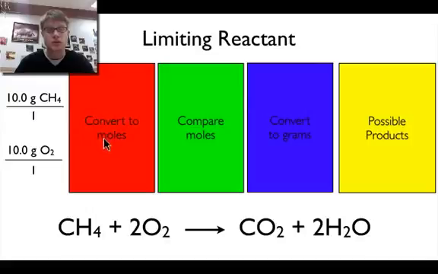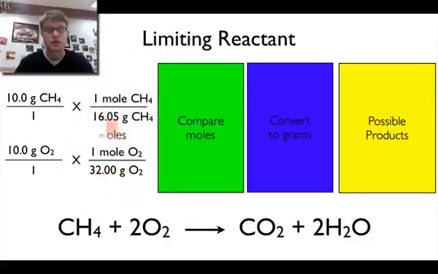First thing we do is we convert them to moles. We then compare the moles. In other words, we're going to compare the amount of methane and oxygen to one of the products on the other side. In this case, I've chosen carbon dioxide. We're next going to convert that back to grams, and then we're going to figure out all the possible products. And so if these steps are confusing to you, you may want to look at the video on converting grams to moles. So first thing we do is convert to moles.